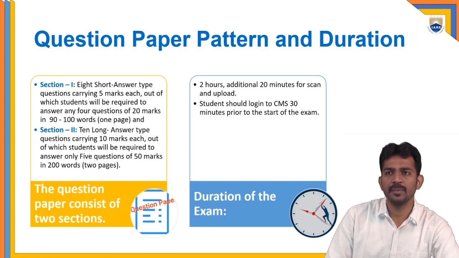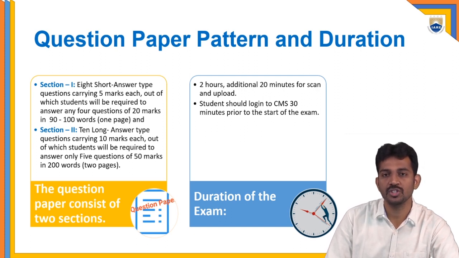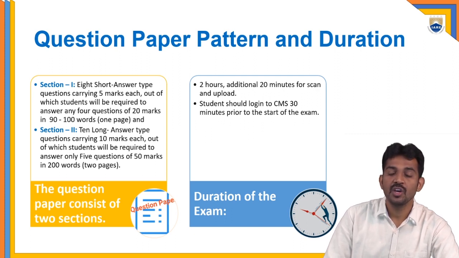The next thing is the question paper pattern and duration. The question paper contains 2 sections. Section 1 contains 8 questions and section 2 contains 10 questions. In section 1, you need to write only 4 questions, and up to 100 words, you should use only 1 page. Coming to section 2, you go for up to 2 pages and a maximum of 200 words. You should follow these guidelines strictly.